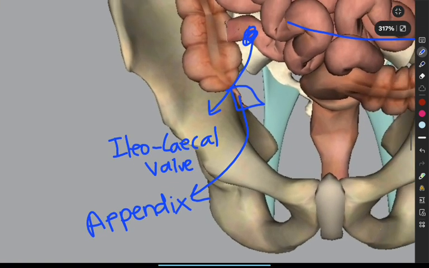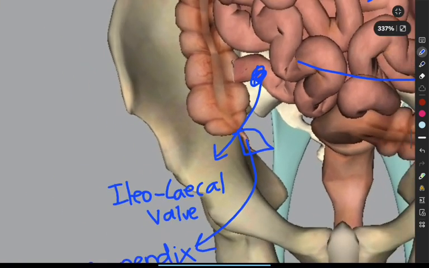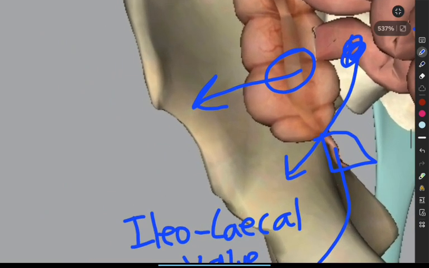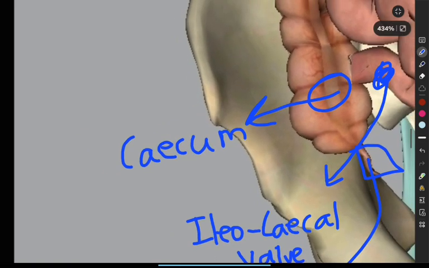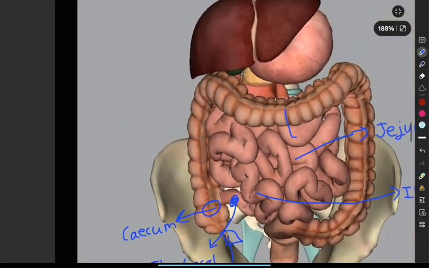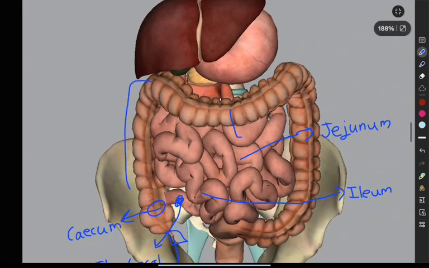Okay, now the part of the large intestine where the bolus gets converted into feces is known as the cecum. Now this whole part is known as the colon.